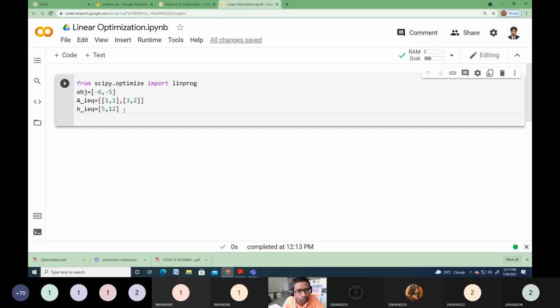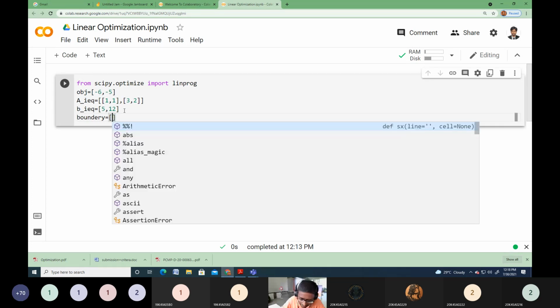How many variables do we have? We have two variables, right? For the two variables, you have to give the boundaries. So you can give one more variable. That variable will hold the information about the boundaries, the limits of your decision variables. You can give any variable name. I am writing boundary, that's equal to, it's a variable name, within the square bracket.